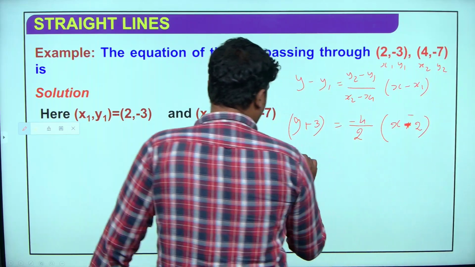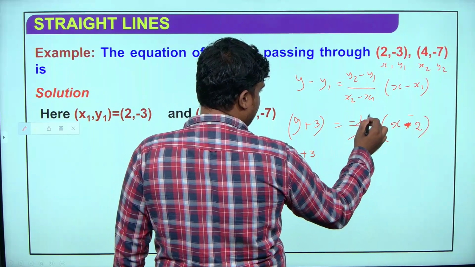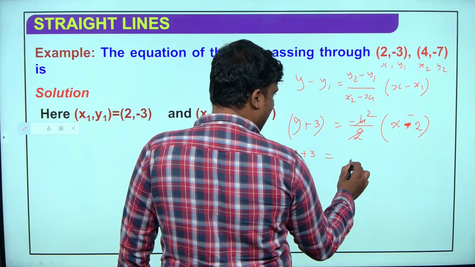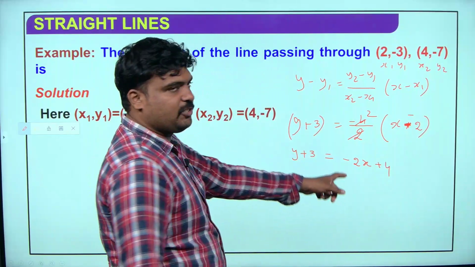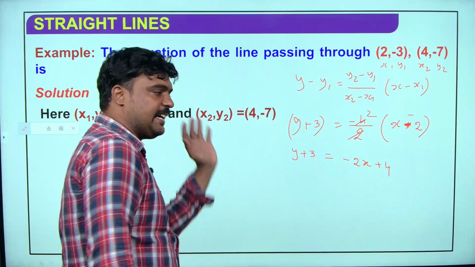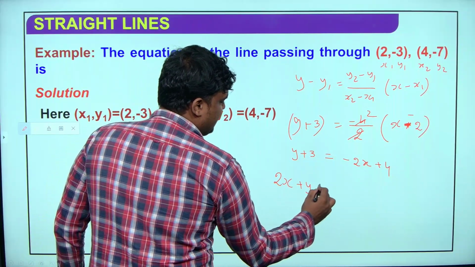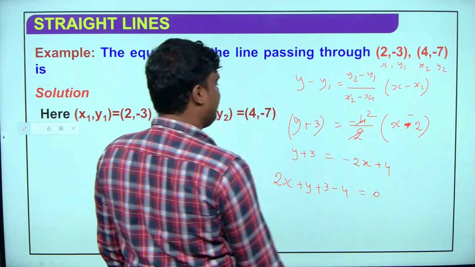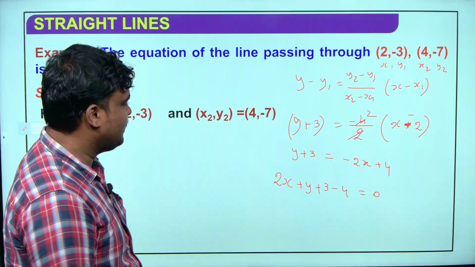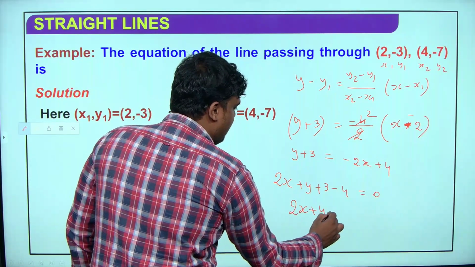Now what happens? y plus 3, I'll cut this and make it 2 times, so minus 2x plus 4. To make x positive, I'll take everything else here. So this becomes 2x plus y plus 3 minus 4 equal to 0. I got a different answer than you. Okay, so 2x plus y minus 1.